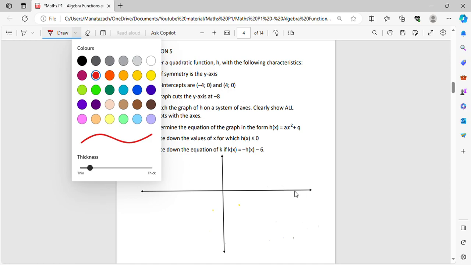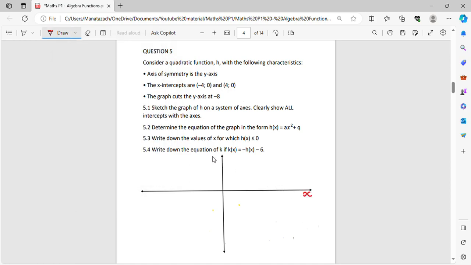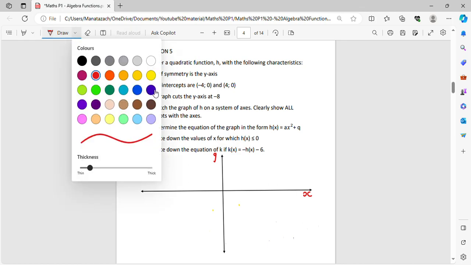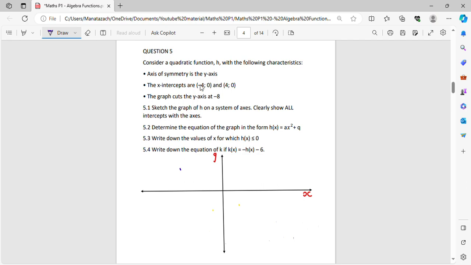So when you plot the graph, start by labeling your x and y axis, and then you can start with what you've been given. So basically you've been given that the graph is symmetrical about the y-axis. You are given the x-intercepts. Let's mark them on the graph. It's -4 and 4. Then we are given the y-intercept -8. Can just mark -8 is somewhere here.